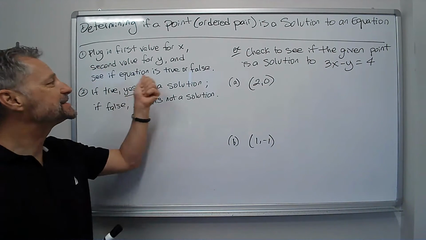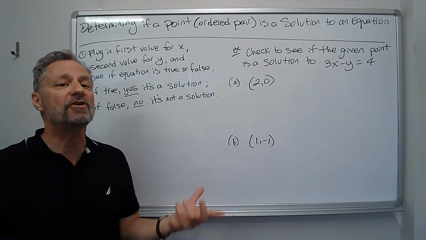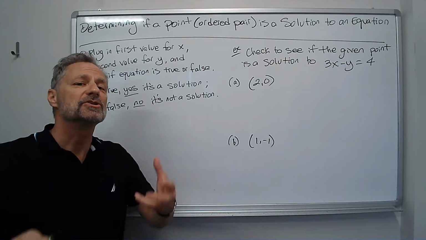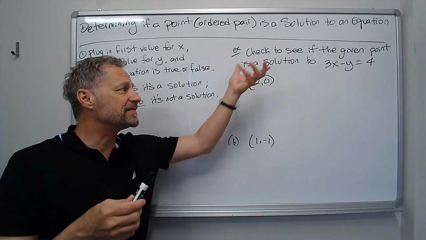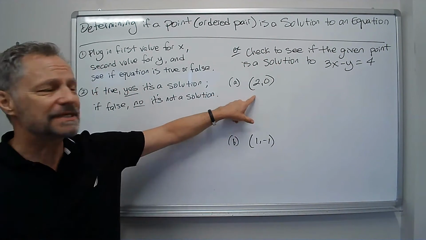If what we get is a true statement, then we say yes, it's a solution. If we get a false statement, we say no, it's not a solution. So a solution, or a point on, in this case, a line, is any point that makes the equation true. So let's start with this one.